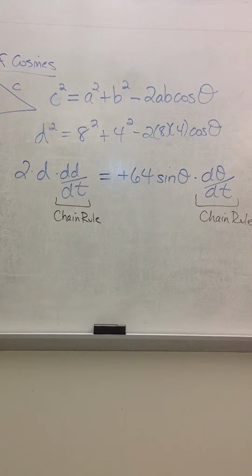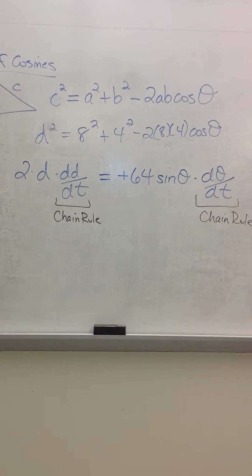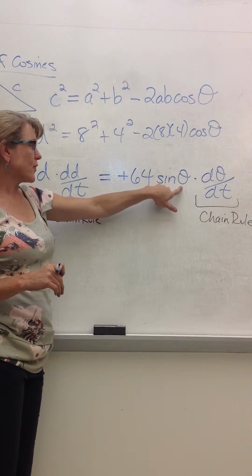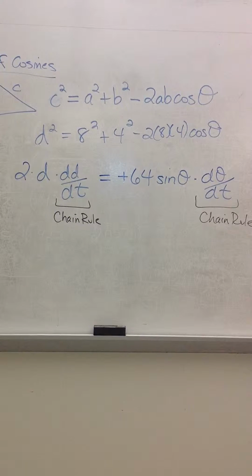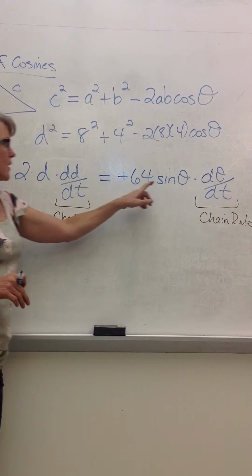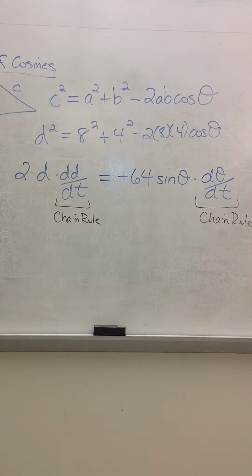Okay, now that I have figured that out, I can start to plug numbers in. We have a little bit of figuring to do because we're going to need to figure out a number for d, a number for theta, and a number for d theta dt. Why don't we do the d theta dt first? And then we'll talk about d, and then we'll talk about theta.